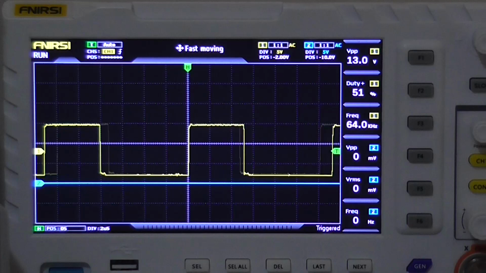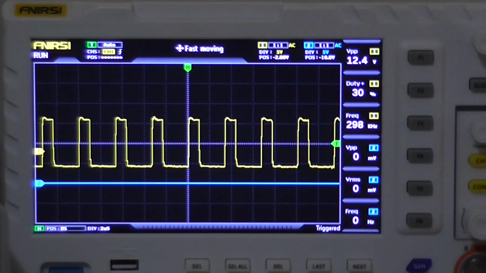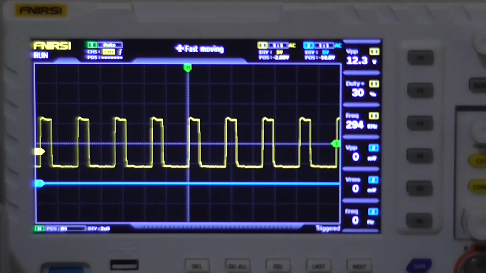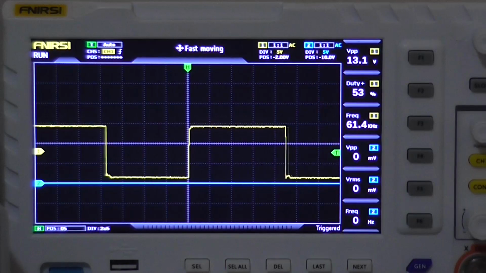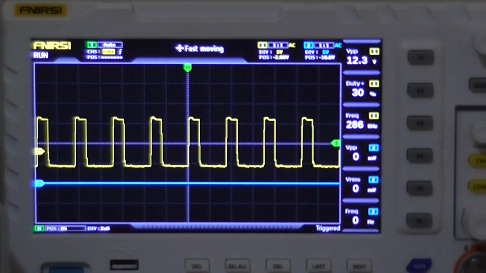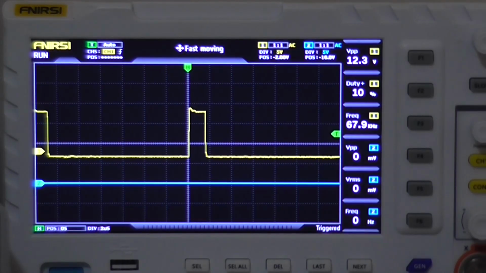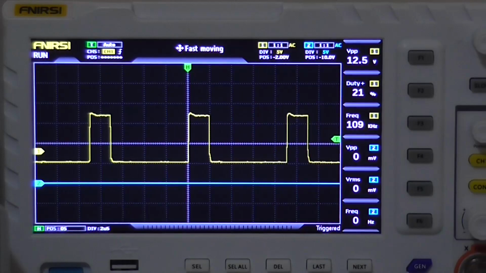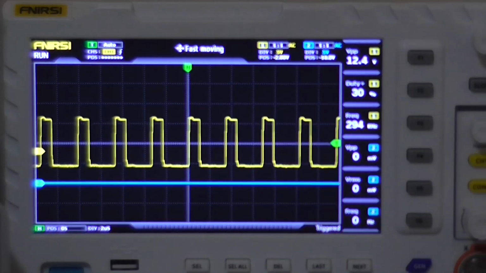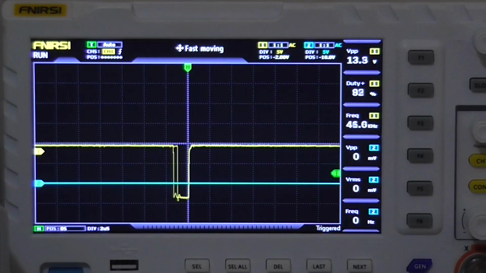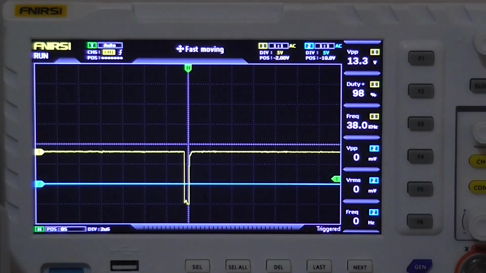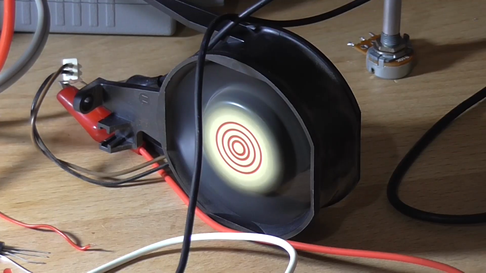Slow it down, and we're at 30% duty cycle and 298 kilohertz. So yeah, it doesn't spin as slow with that capacitor in. And there seems to be an issue at the bottom end of the pot here, where it does that and then comes back up again. I'm not sure why it's doing that, but anyway. So yeah, it is going faster, but it's not perfect.